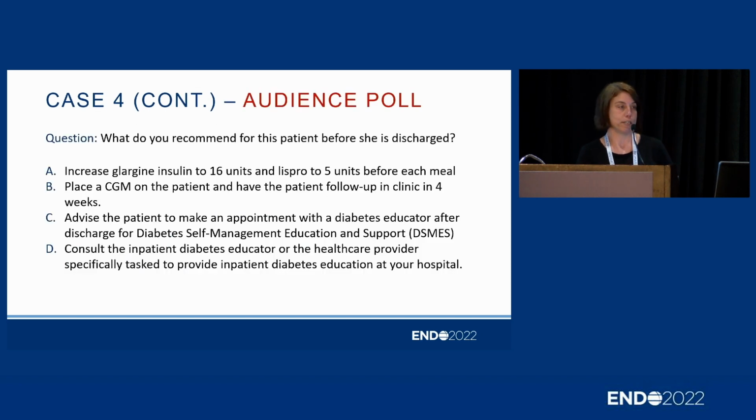So here is our audience poll question. What do you recommend for this patient before she is discharged? Is it A, increase her basal and bolus doses because she is having some residual hyperglycemia? B, would you place a personal CGM on the patient? Perhaps in many hospitals, we're giving out free samples of these CGMs now. Do we put one on those and have the patient follow up in clinic in 4 weeks?